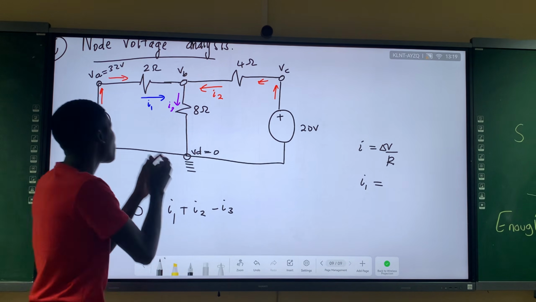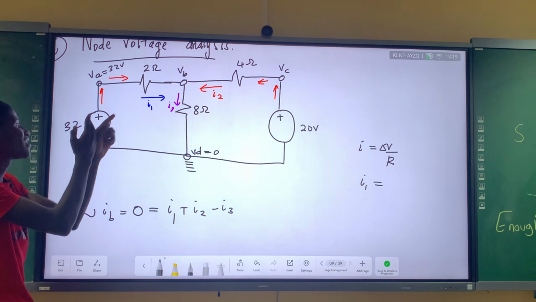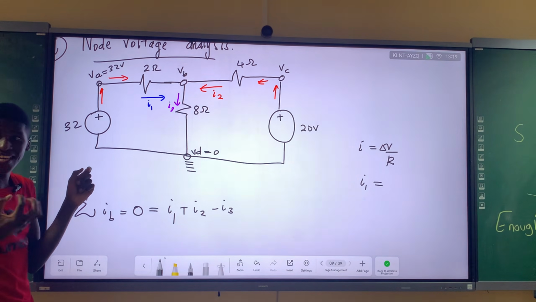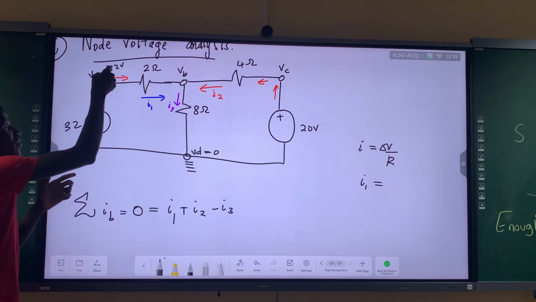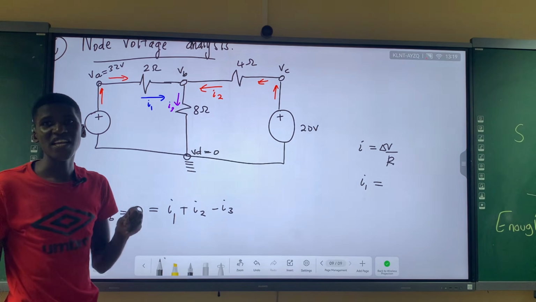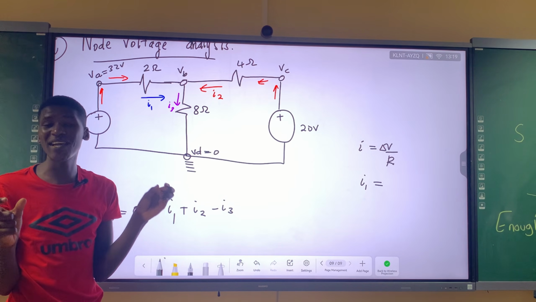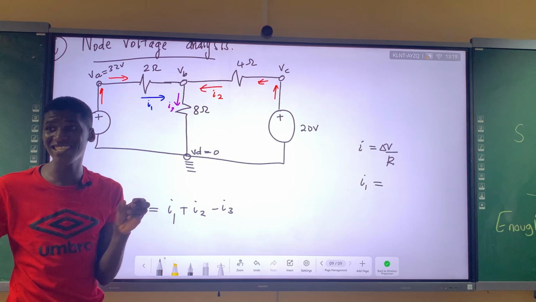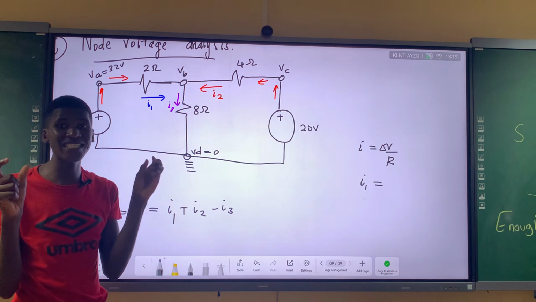So now the potential at A, 32, is coming from the battery directly, because there is no other resistor taking away the energy. So the potential here is 32, but the potential here is what? It is VB. So you need to look at the potential difference between the nodes. That's why it's a node voltage. Actually, voltage is potential difference. So we are looking at the potential difference between the what?